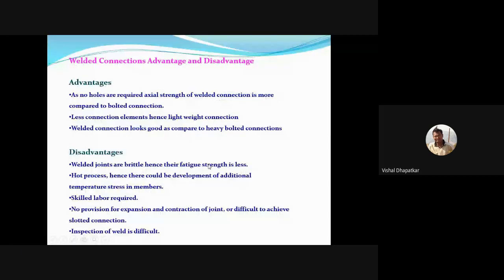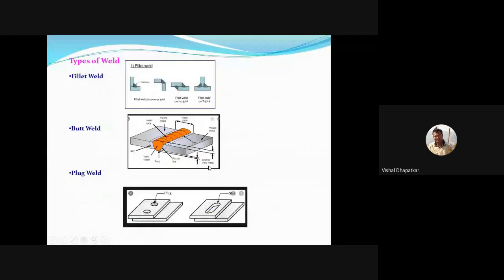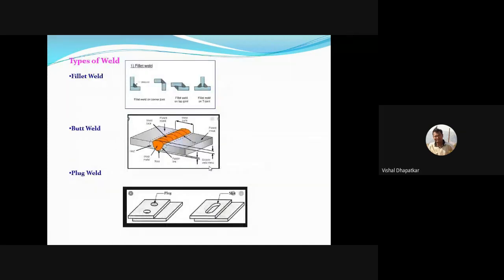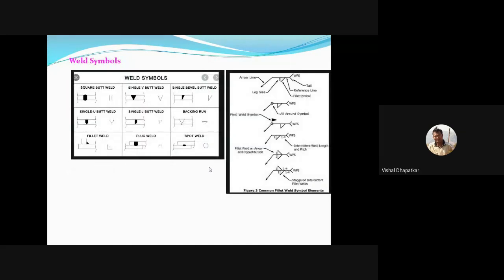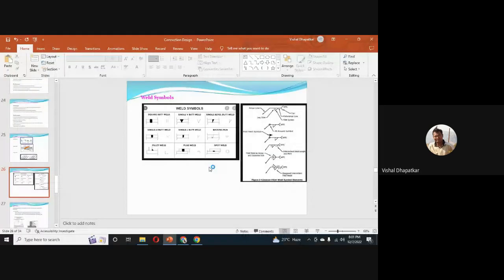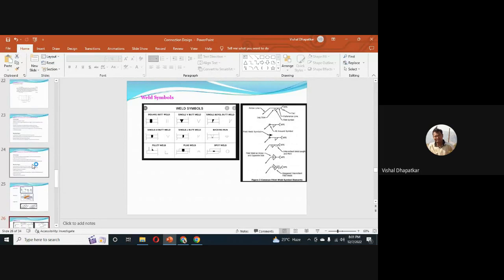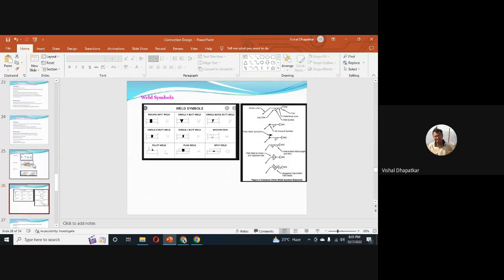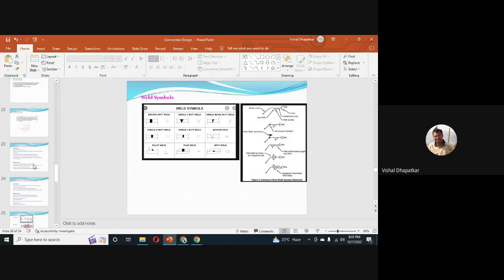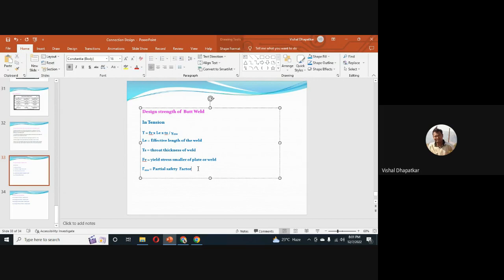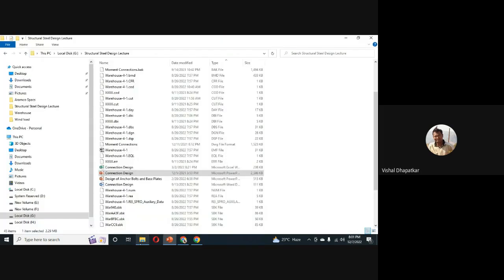So these are the advantages and disadvantages of welded connections. This weld connection, I think we'll see in the next session, tomorrow's session. If you have any doubts on the bolted connection, just let me know, so we can discuss a little more on that. In the next session, we'll complete the remaining part of weld connection, and then we'll see some examples.